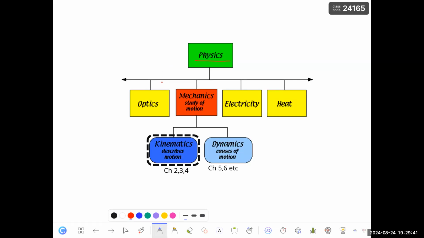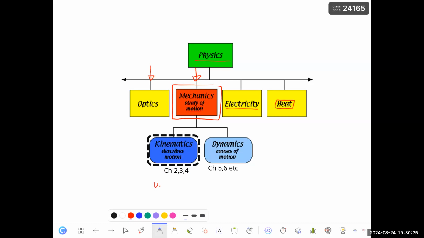We're going to talk about four very diverse topics. Optics, which is the study of light. The second one is mechanics, which is the study of motion, and this is one of the oldest branches of physics. The other two branches are electricity, which deals with electron flow, charges, and quantum, and the last one is heat, the flow of energy from one location to another. In this chapter, we're going to focus on the second, mechanics of motion, or motion in a straight line.